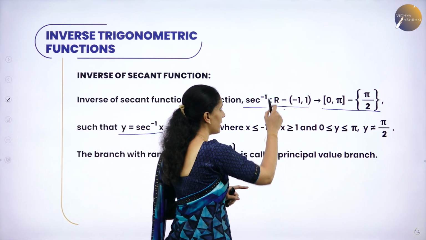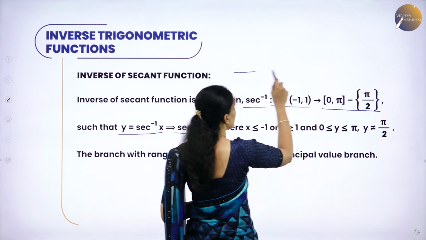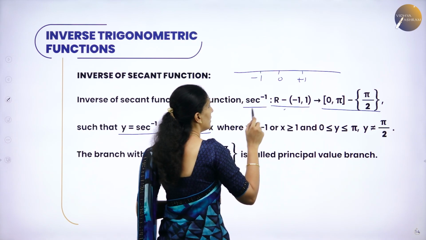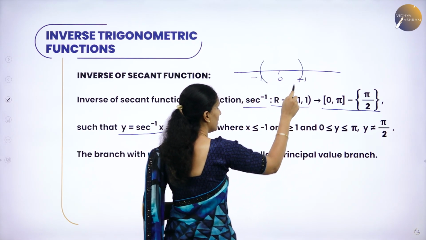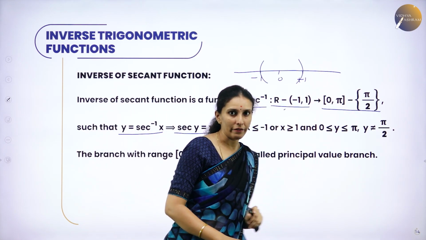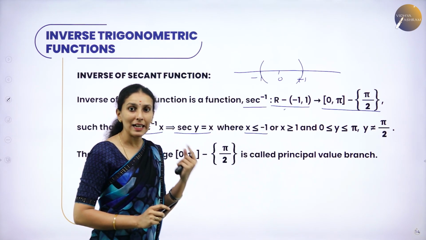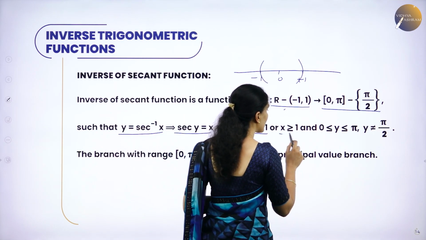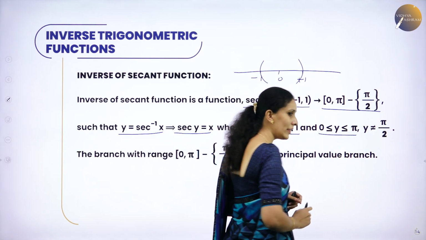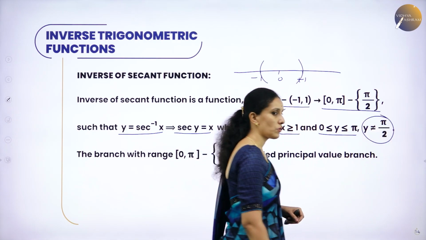Now, what does this mean? R cannot take the values between minus 1 to 1. So if this is the real number line, we have minus 1, 0, plus 1, and you cannot take the values between these. So therefore you can take values less than minus 1 and greater than 1. That is why the domain element has a condition. It can have the values x less than or equal to minus 1 or x greater than or equal to 1. And similarly here y can have all the values from 0 to pi except pi by 2. Y cannot take the value of pi by 2.